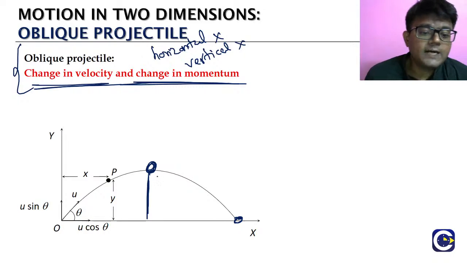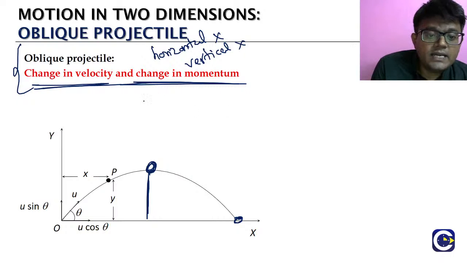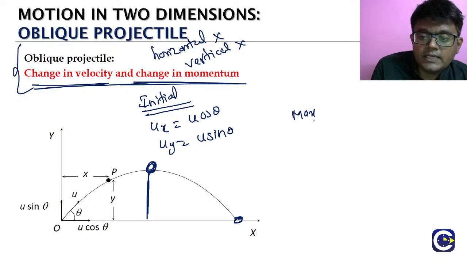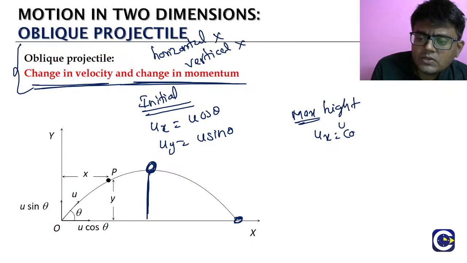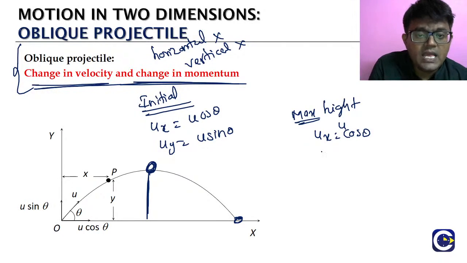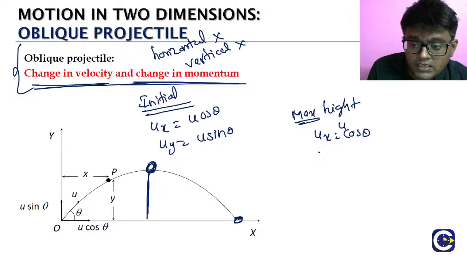If we talk about the maximum height point, first I will write down the initial values: ux is u cos theta and uy is u sin theta. At the maximum height, ux throughout will be the same, it does not change. The ux value will not change at all because there is no acceleration in the horizontal direction. So the horizontal velocity will always be the same, u cos theta.